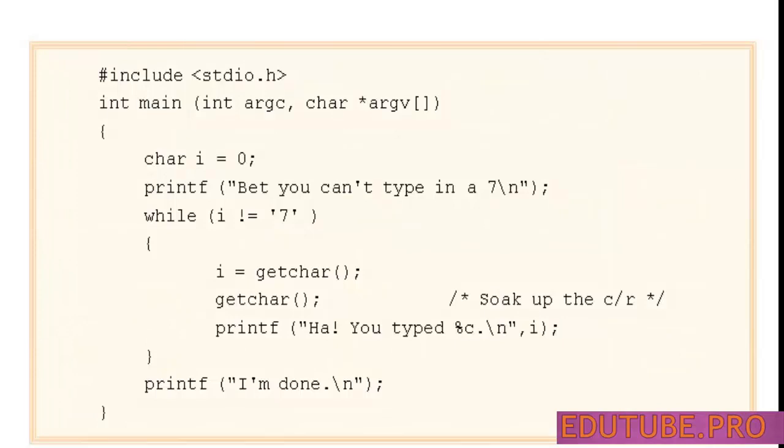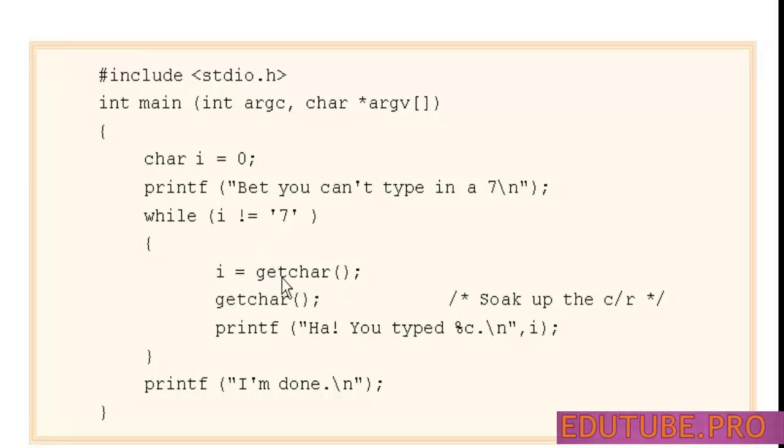And then we're going to start a while loop, and we're going to say while i is not equal to the character 7, not just a 7, make sure you get some single quotes around there. While i is not equal to a 7, which is what we told them they couldn't type in, we will get a character from the keyboard with getchar, or getchar, depending on how you like to say that.